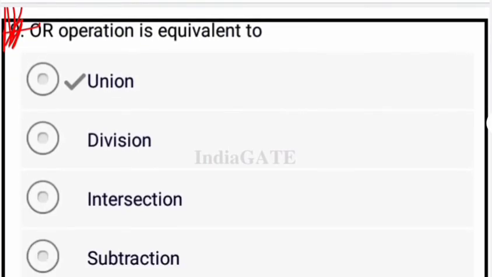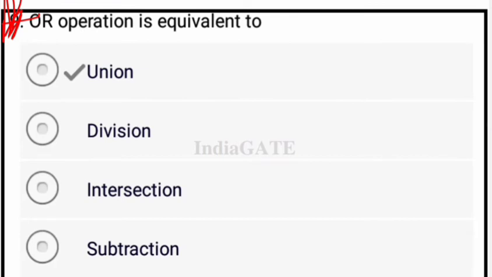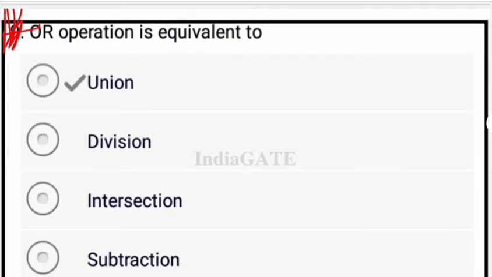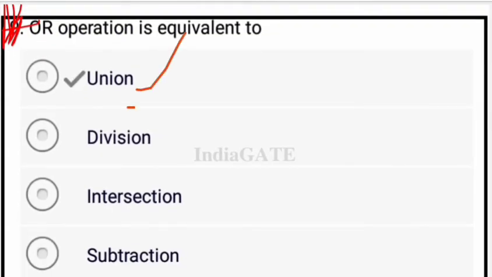Okay, now come to the next question. Here next question is defined as OR operation is equivalent to. So answer is OR operation is equivalent to union operation. So option first is your correct.